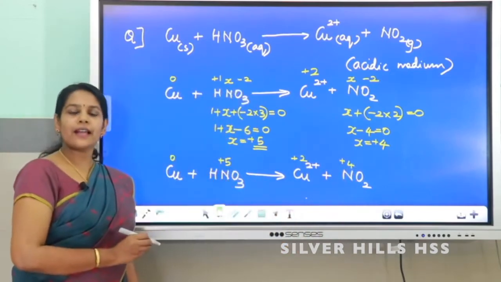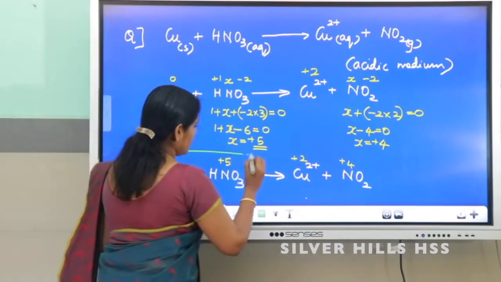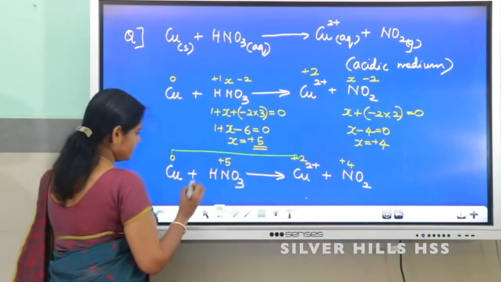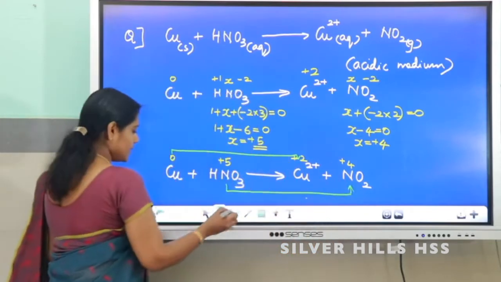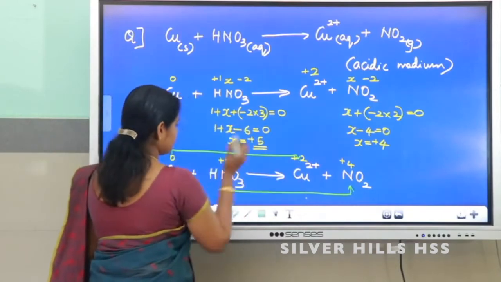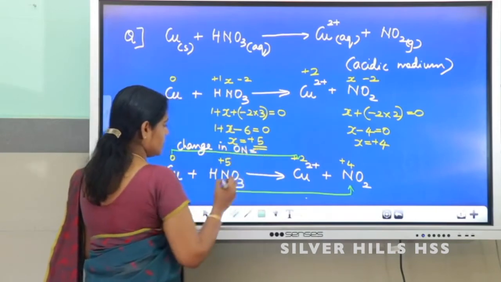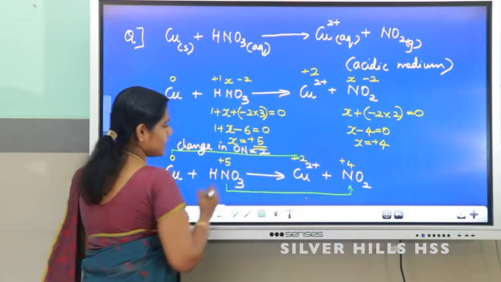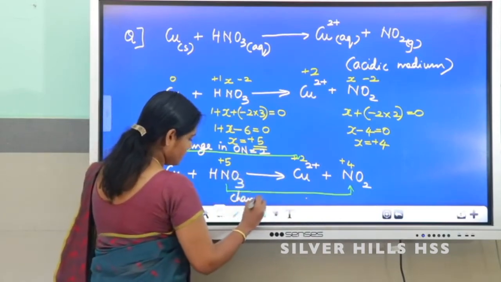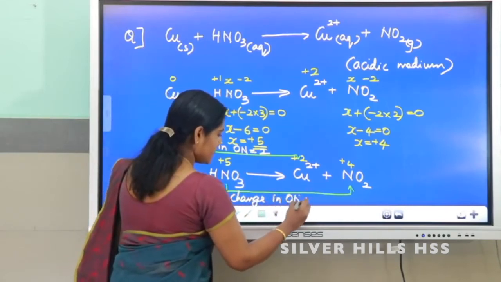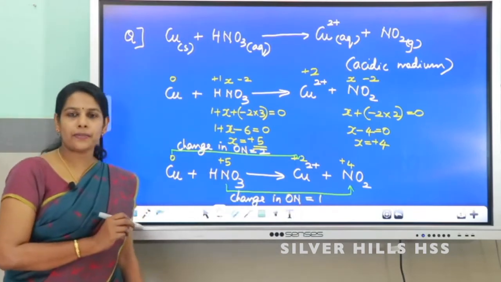Now let us identify the elements which undergo a change in oxidation number. That is Cu 0 becomes +2 and here +5 becomes +4. So here the change in oxidation number, change in ON, is 0 becomes +2, that is 2 is the change in ON here, and here it is +5 becomes +4. So change in ON is equal to 1.